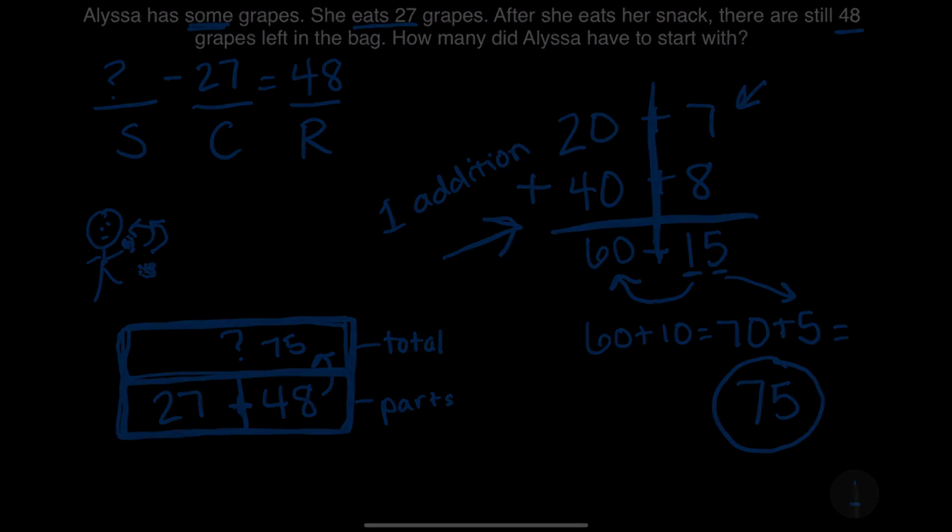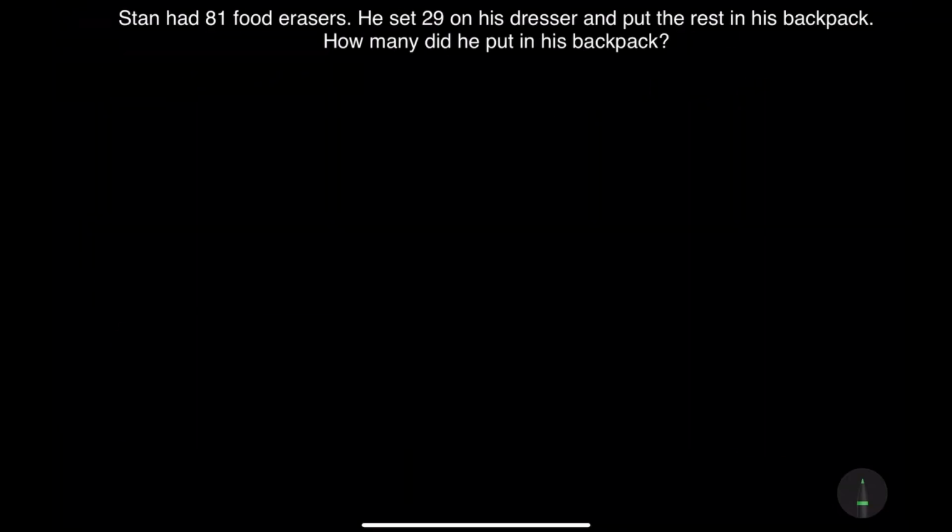Let's do another. So we just practiced one type of one-step word problem, and now I have another. I'm going to read it twice, and we'll see if we can organize the information and solve it together. Stan had 81 food erasers. He set 29 on his dresser and put the rest in his backpack. How many did he put in his backpack?